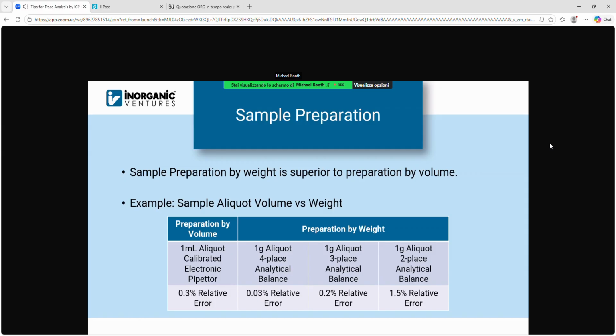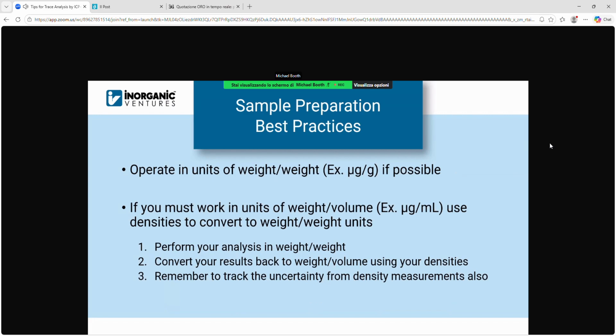So these are the things to watch out for. Again, we always recommend preparing by weight, but it always depends on your laboratory setup. If all you have access to is a 2-place analytical balance, you may not want to prepare by weight. You may want to use the pipetter instead. It might actually be a better solution for you. Like I said, we always recommend preparing by weight if possible.